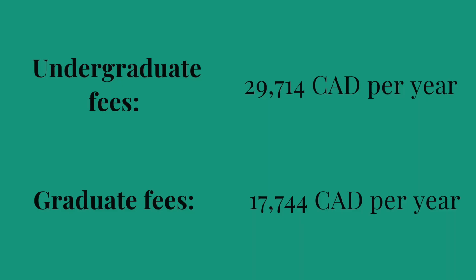Just to give you an idea, for international students, the average undergrad fee is about 29,700 Canadian dollars per year, and the average post-graduation fee is about 17,700 Canadian dollars per year.